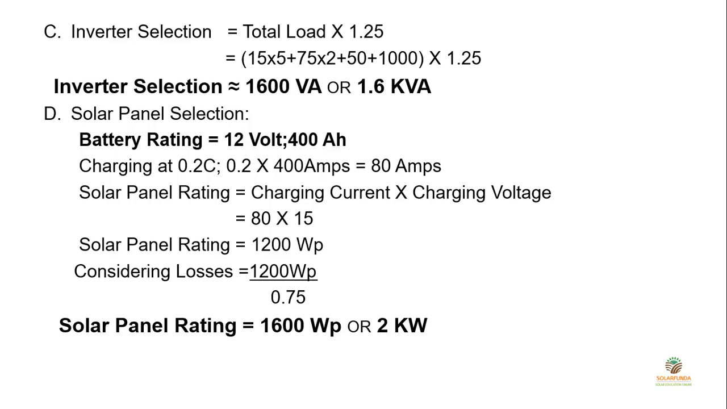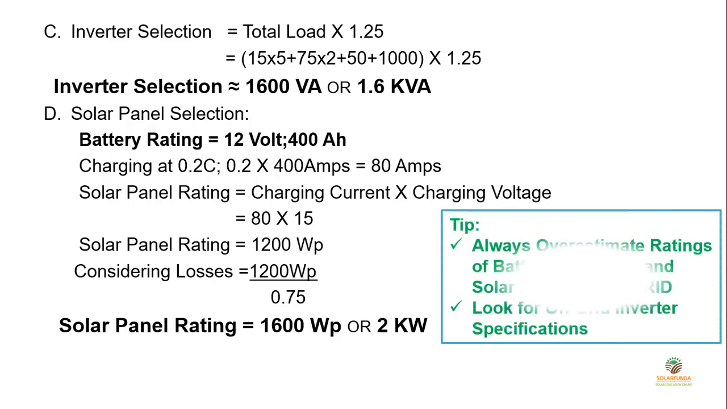So I got a tip for you. Always overestimate ratings of battery, inverters and solar panels in off-grid system for the safer side. And check the off-grid inverter specification for system DC voltage and maximal permissible solar panel connection to inverter.